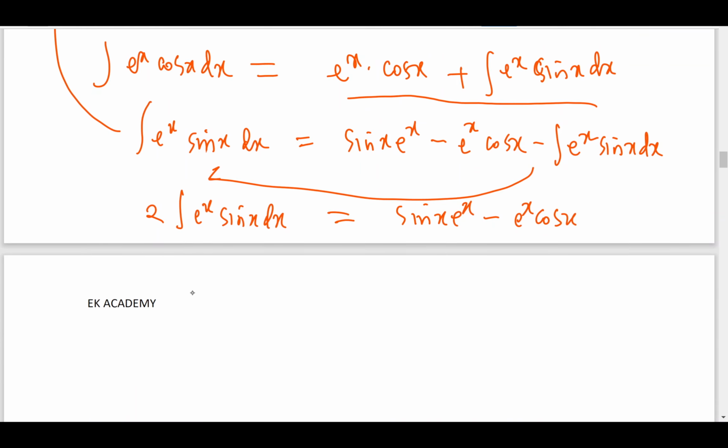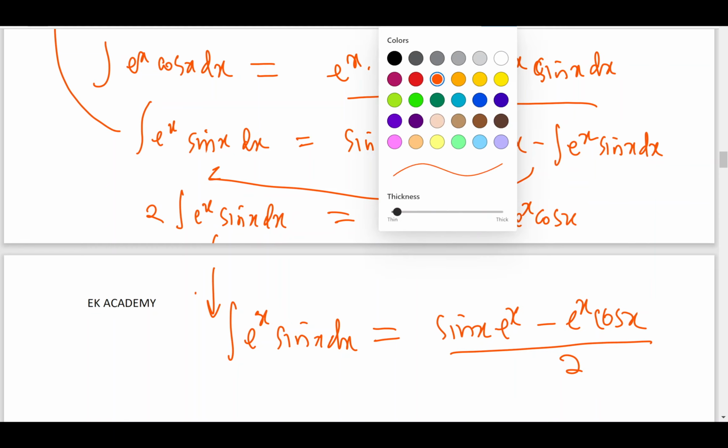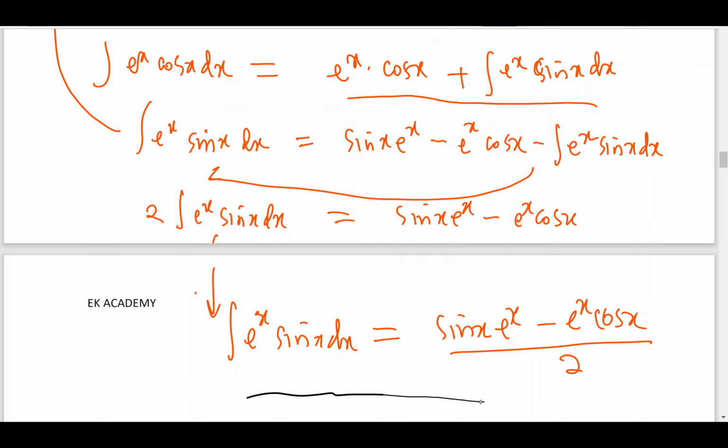And now the integral of e^x sine x dx equals sine x e^x minus e^x cosine x, divided by 2. And this is the final answer for our integral given above, dear students.